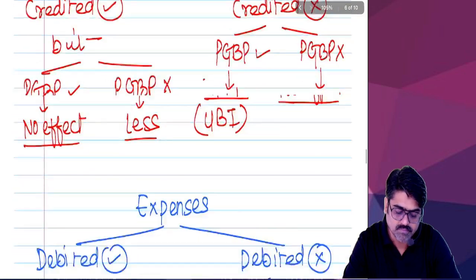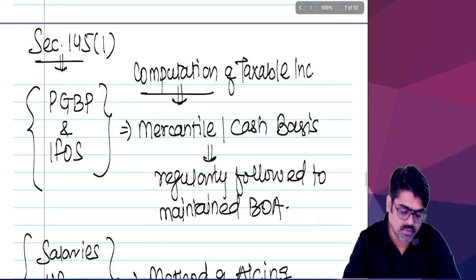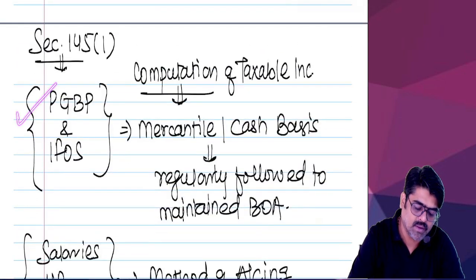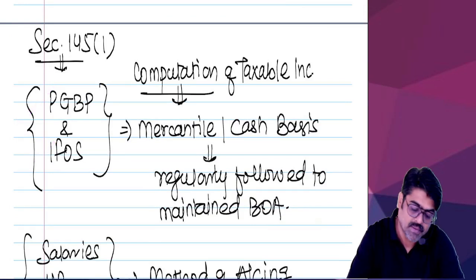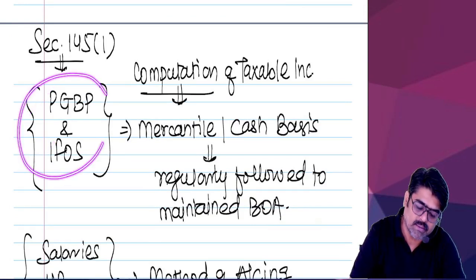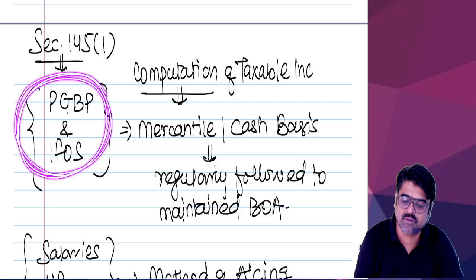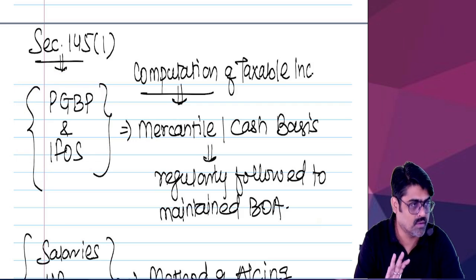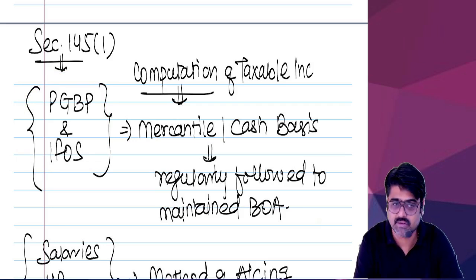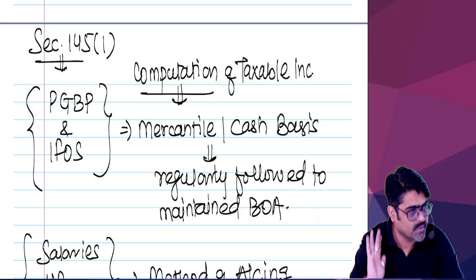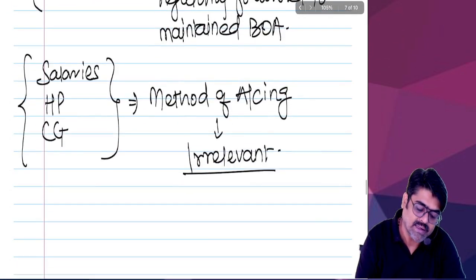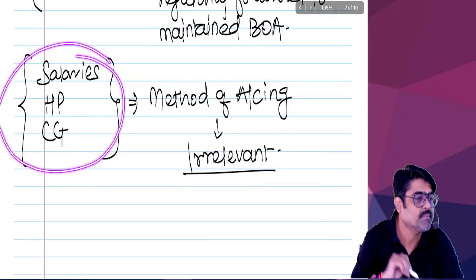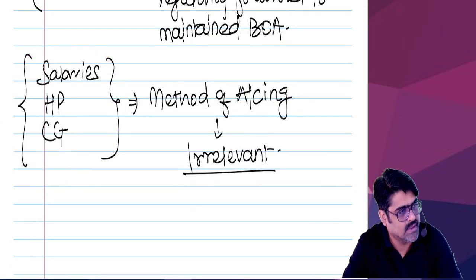Now I told you that when you compute profits and gains under the head PGBP or you compute IFOS income, the computation of taxable income under these two heads will be done based on the method of accounting regularly followed by the assessee to maintain the books of accounts. But that is not required in the case of these three heads: salary, house property and capital gains.